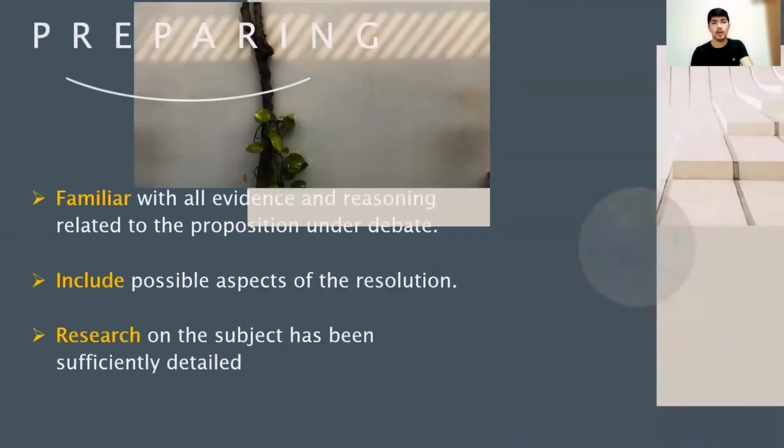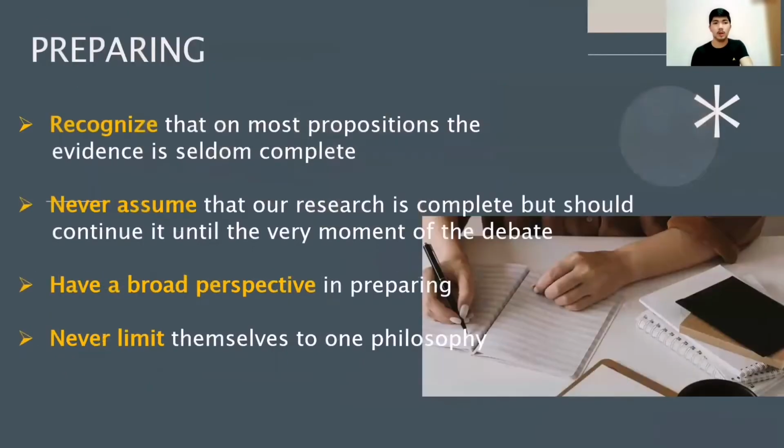Preparing for refutation, one must be familiar with all evidence and reasoning related to the proposition under debate. Number 2, include all possible aspects of the resolution. Number 3, research on the subject should be sufficiently detailed. Number 4, recognize that on most propositions, the evidence is seldom complete. Number 5, never assume that our research is complete, but continue it until the very moment of the debate.